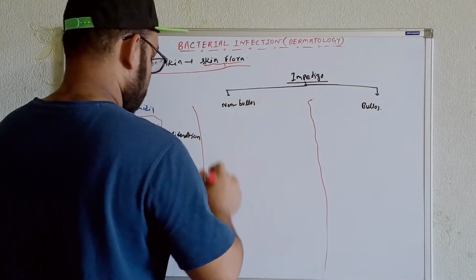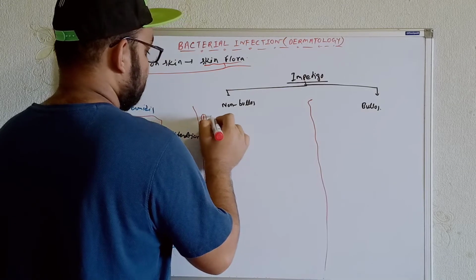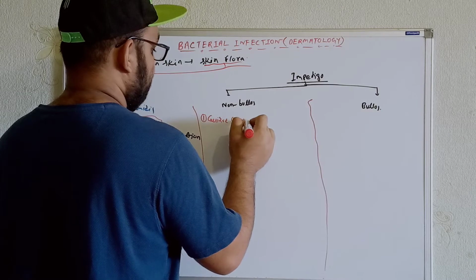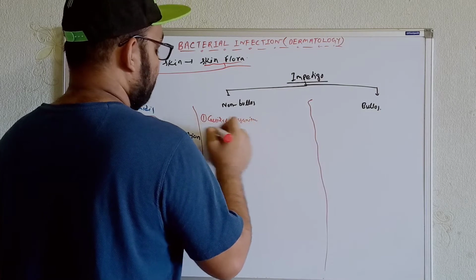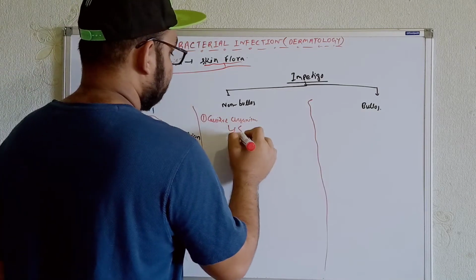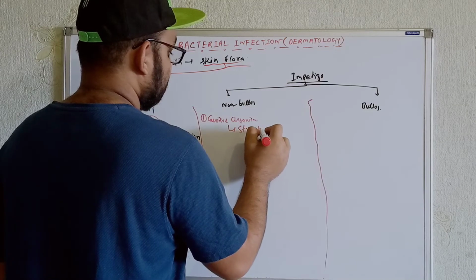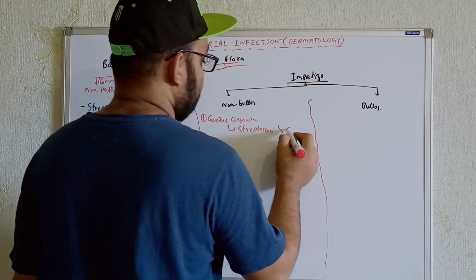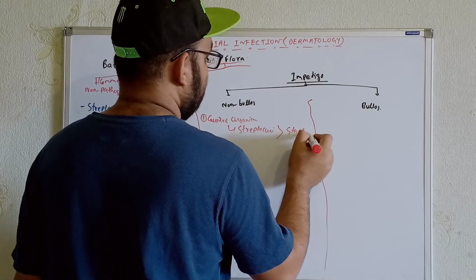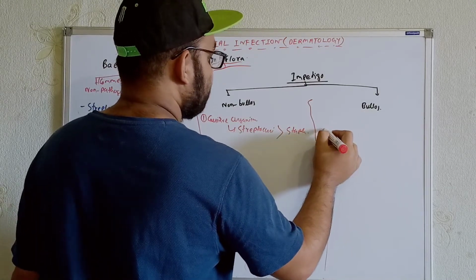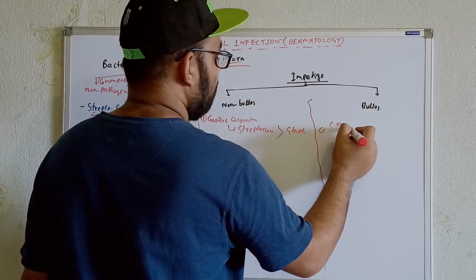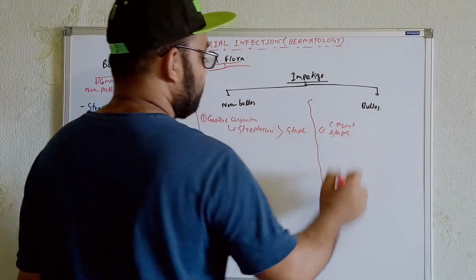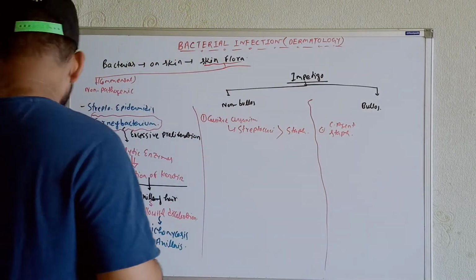Okay. Now, whenever we are talking about the non-bullous first, in these cases, what are the causative organisms? First, if you write it over here, the causative organisms, we'll get the streptococci, followed by the staph. But what about the bullous case? In these cases, the causative organism will be staph. Okay, in these cases we'll get the causative agent, that will be the staph over here.